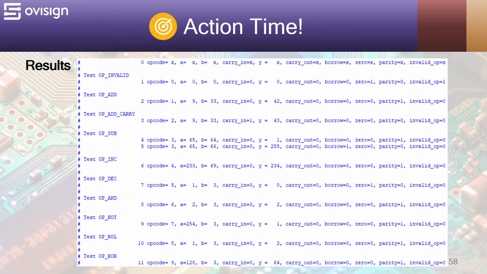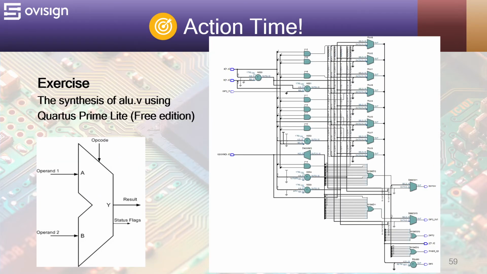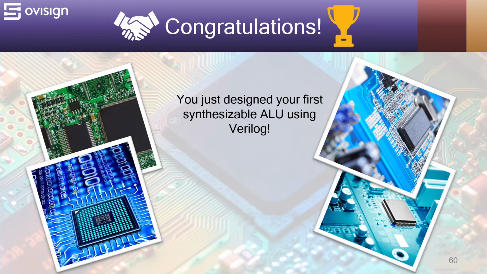What do you think? Is our ALU working correctly? These are the synthesis results of our module using Quartus Prime Lite for a Cyclone V FPGA as a target device. Look at you, you're becoming a digital designer. Congratulations! You just designed your first synthesizable ALU using Verilog.